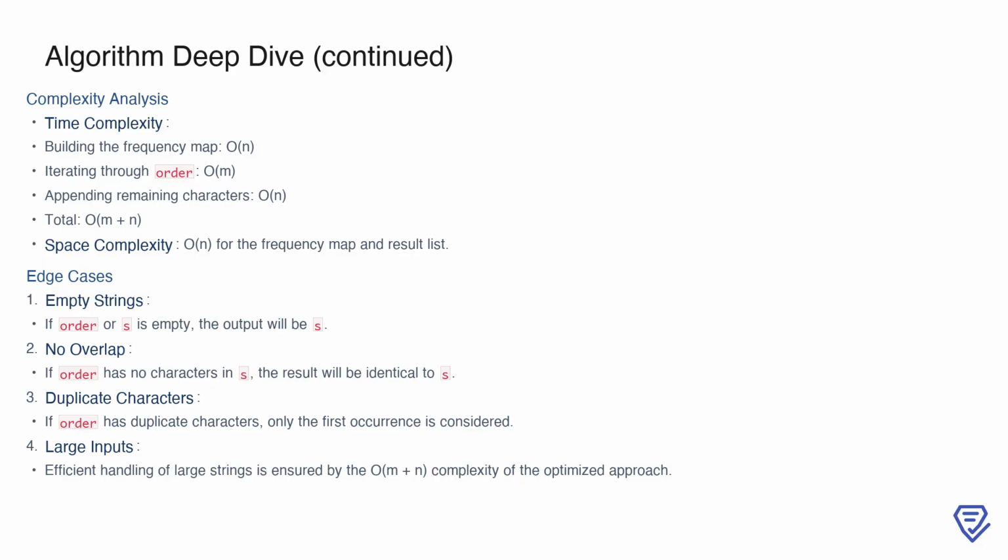Regarding edge cases, if either order or S is empty, the result will simply be S. If there is no overlap between order and S, the result remains identical to S. Duplicate characters in order are ignored after their first occurrence, and the algorithm handles large strings well due to its linear complexity. This ensures robustness across a variety of input scenarios.